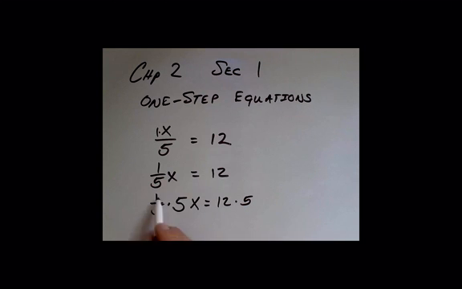And in this case, 1/5 times 5 equals, what's the multiplicative inverse? It makes it 1. So we're just left with 1x or x on one side, and we're left with 12 times 5, which is 60 on the other side. We have our answer. Let's try that one more time.